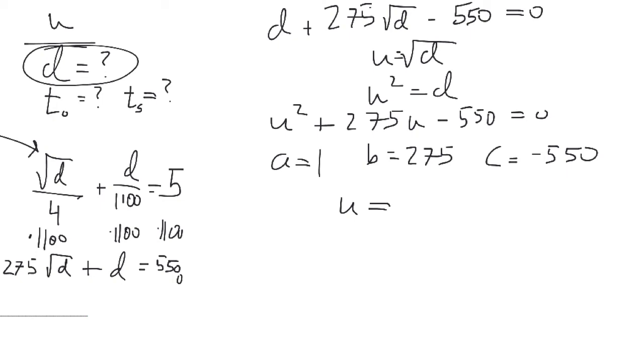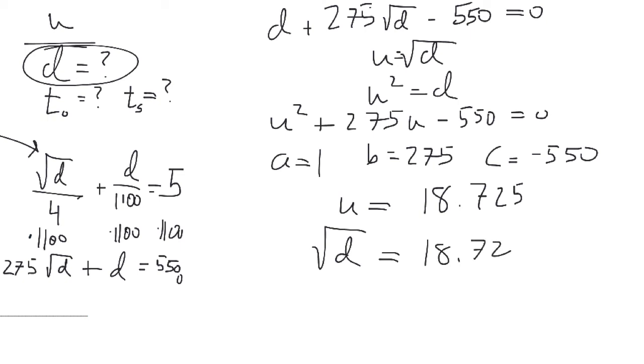The quadratic formula, x equals negative b plus or minus the square root of b squared minus 4ac all over 2a, yields that u should equal 18.725. So therefore the square root of d is equal to 18.725. Again, I'm ignoring the negative because we're looking for positive answers. D is equal to, therefore, when you square both sides, about 351 feet. That, my friends, is your answer.